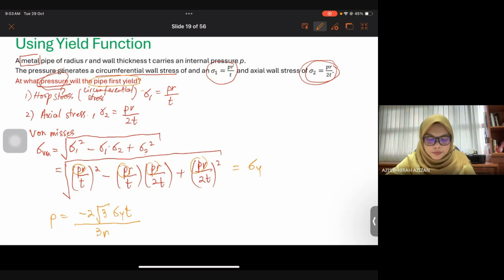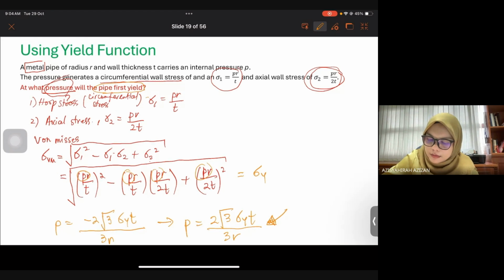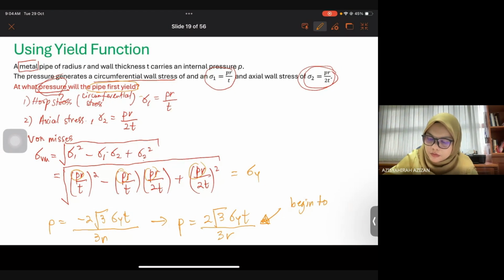Since the pressure cannot be negative, we convert to positive. Pressure, oh no, it's not negative. It is 2 over 3 sigma yield times thickness over 3 radius, right? What does it mean? It means that this pressure is where the pipe will begin to yield.